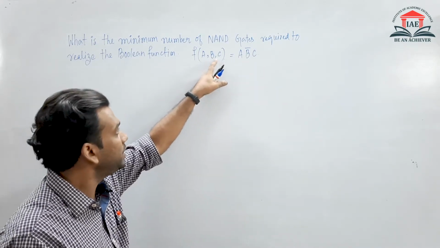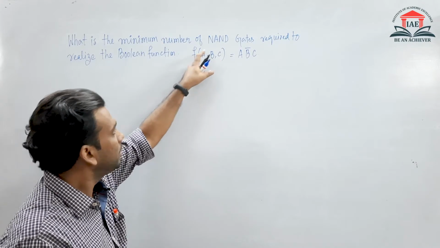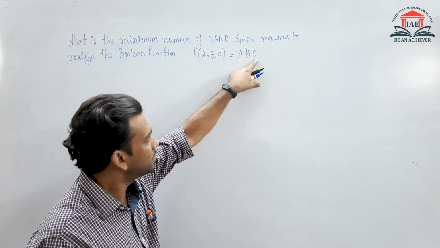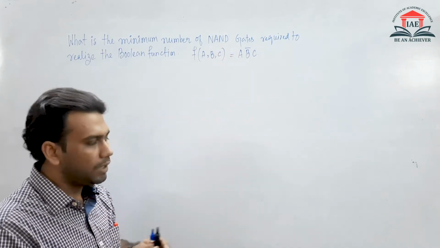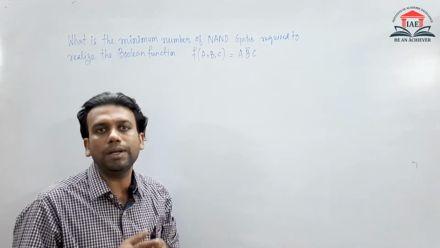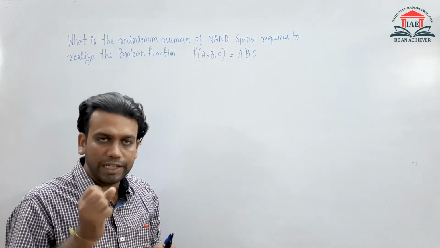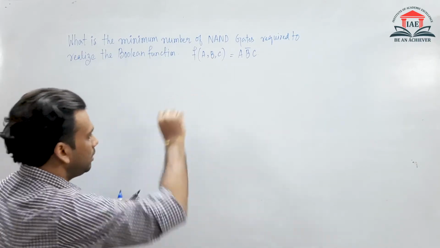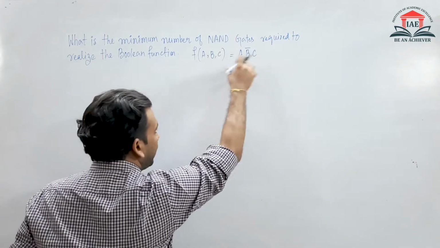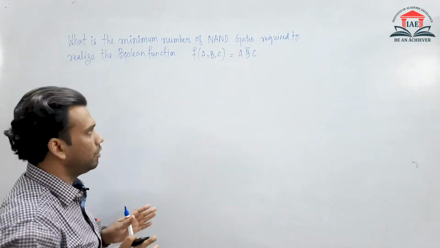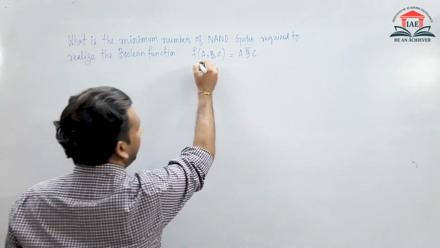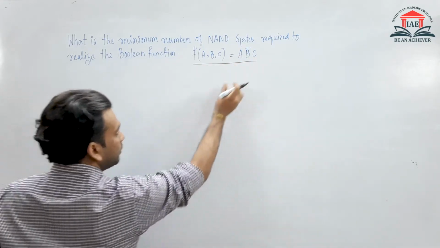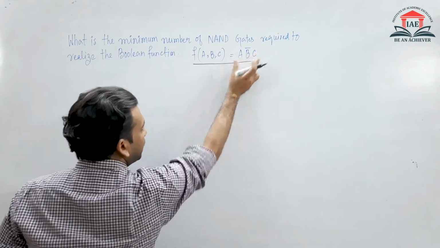F of A, B, C, that means these are the variables A, B, C. And A, B bar, C is the function. Now we need to find the minimum number of NAND gates required to realize this function. So first we will draw this function using the basic gates only. So मेरा function given है A, B bar, C.